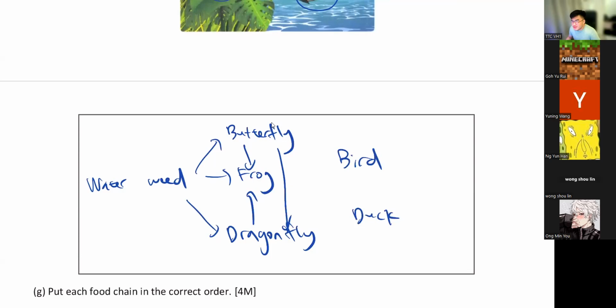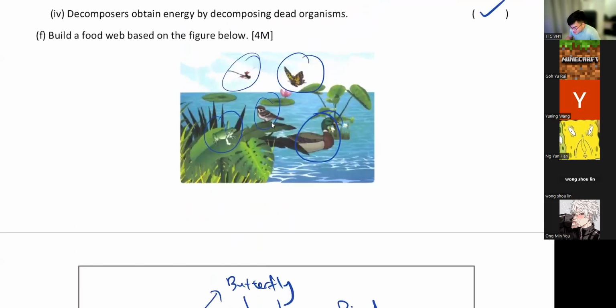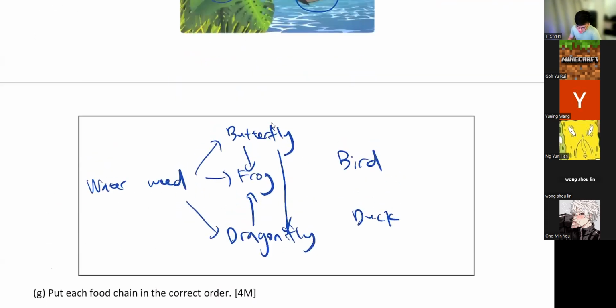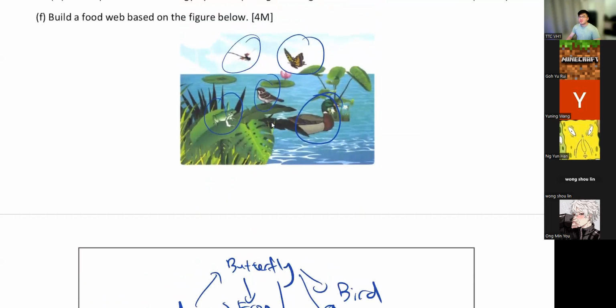Okay, this is a really funny food web because it makes no sense, right? This picture alone makes no sense too. Okay, this looks like an ocean to me. Whatever. So birds they eat butterfly and dragonfly. Ducks they also eat butterfly and dragonfly. Oh my god, this is so confusing. Baby dragonfly eat tadpole. Okay, they do. Anyway, so this is the best food web that I can construct because this picture makes no sense.